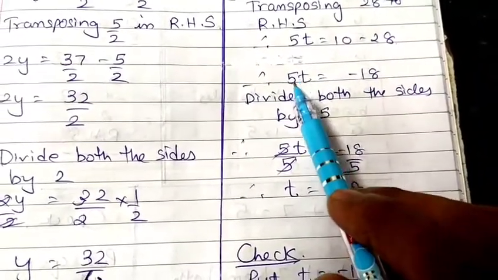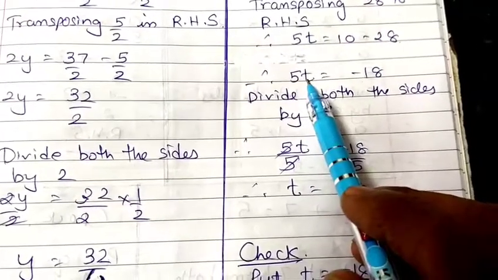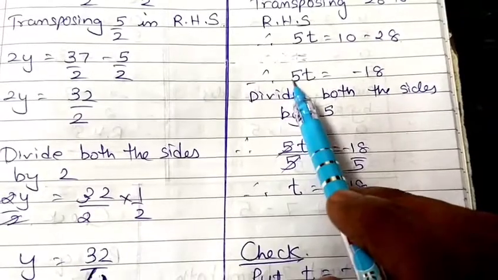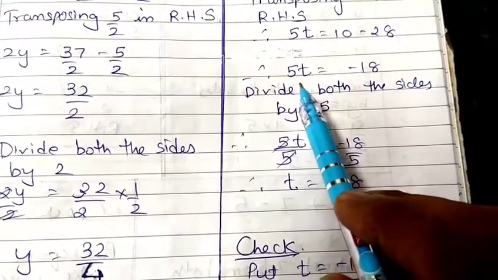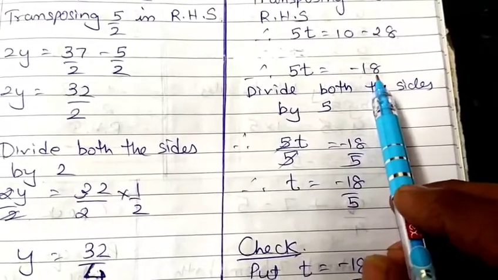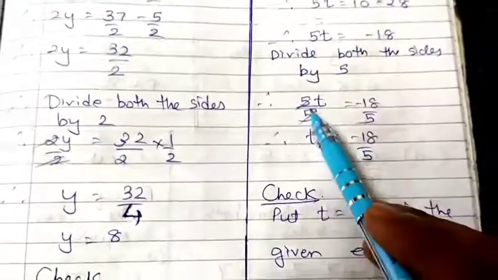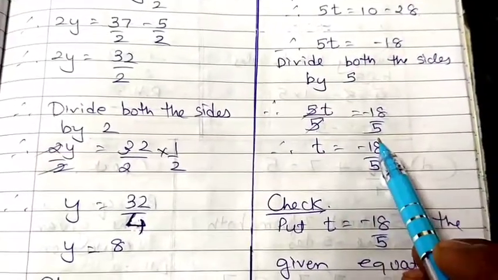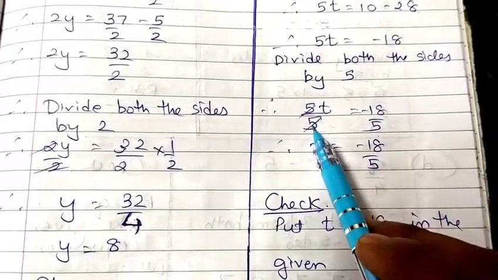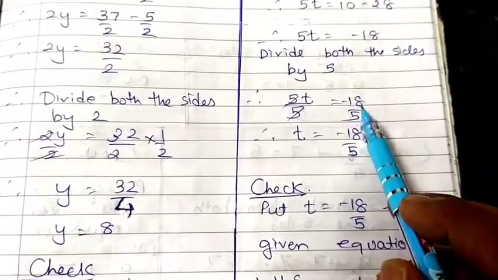Now you have to eliminate this value of 5. So with 5 only you have to divide 5 times t. If you divide 5 times t by 5 toward your left hand side, you have to divide minus 18 by 5 toward your right hand side. So divide both sides by 5. By dividing 5t by 5 and minus 18 by 5, 5 and 5 will get cancelled. This is how we can separate the variable, that is t, and the value we got is minus 18 by 5.